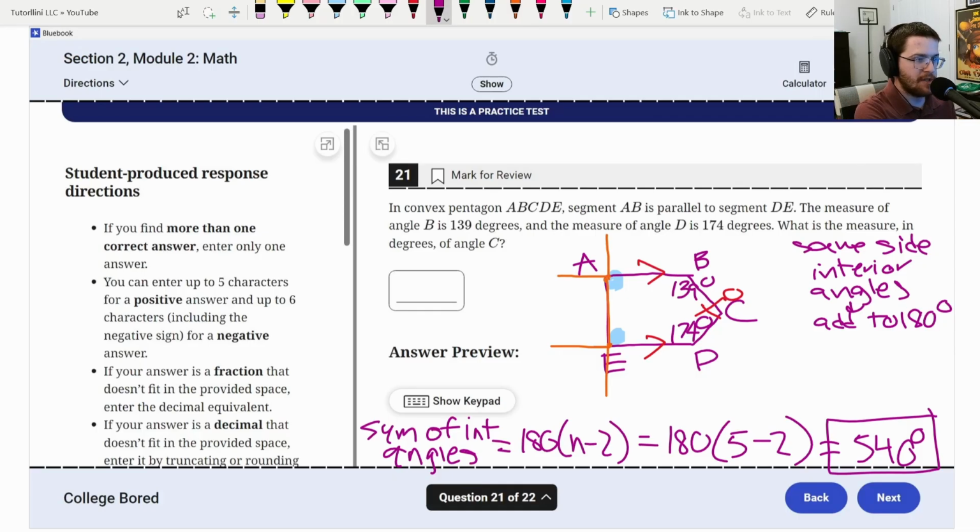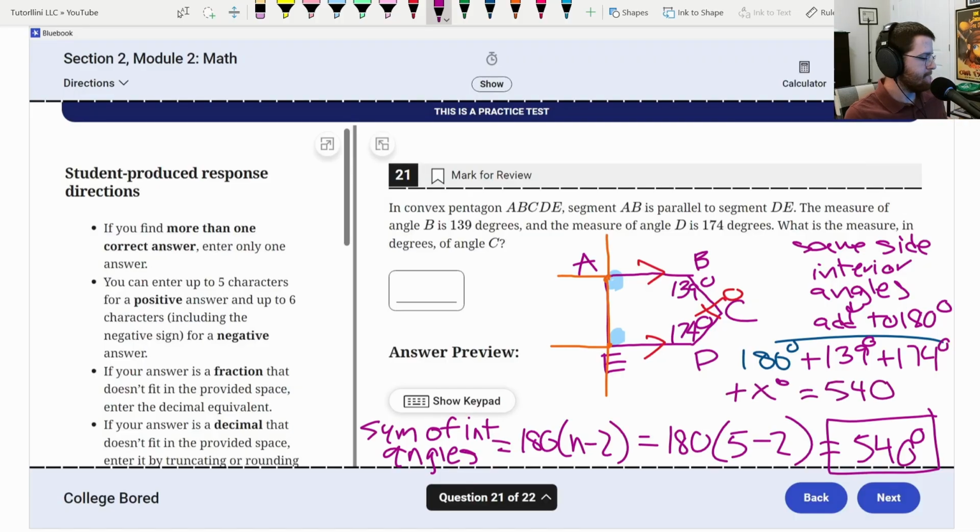Anyway, so the blue ones as a whole are 180. And then we're going to do plus 139 plus 174, and then plus x, which is equal to 540. And you can add up those first 3 numbers and then subtract from 540. And you should get x is equal to 47 degrees. And that is the measure of angle C. That is the answer.